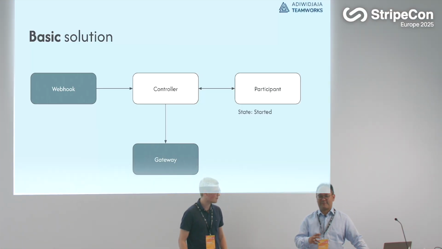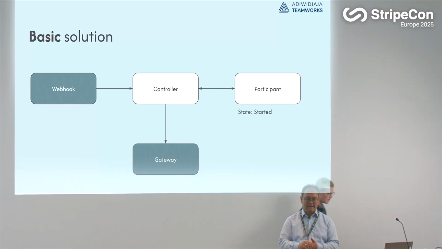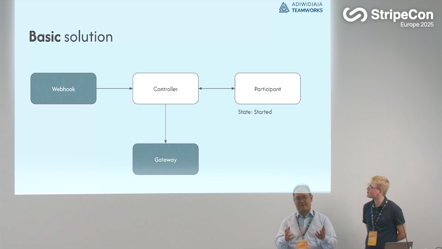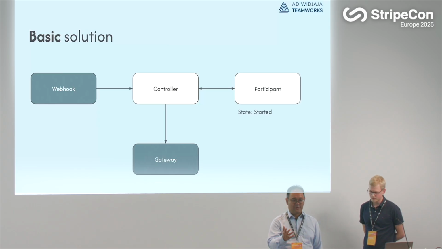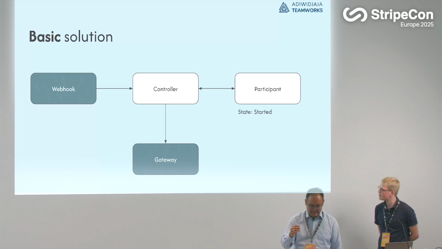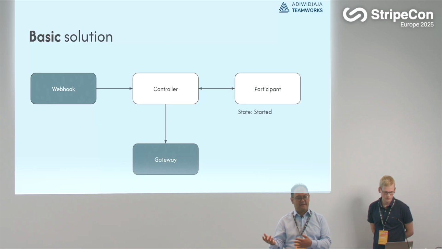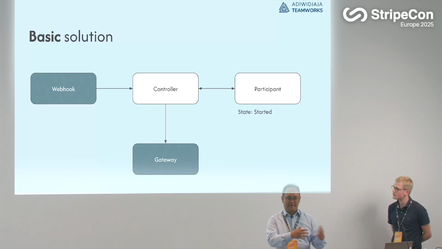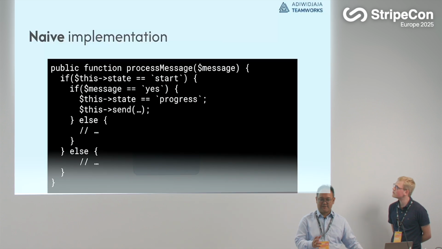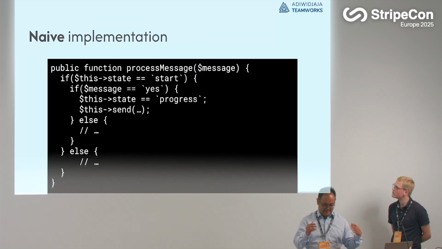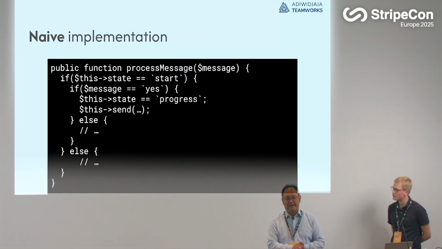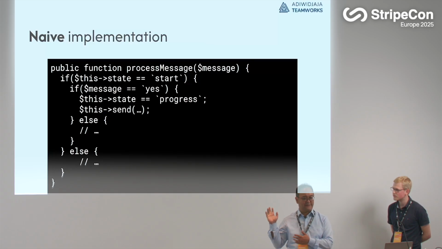So the basic solution is very simple. It's a basic API. You define a webhook, and if it works, it receives messages from WhatsApp, and then you have a controller which takes the messages and creates a participant or searches for a participant. This participant has a state, and depending on the state, it gives an answer. That's everything, right? This is a basic solution, and the naive implementation is like this. And I really like having a first implementation like that.